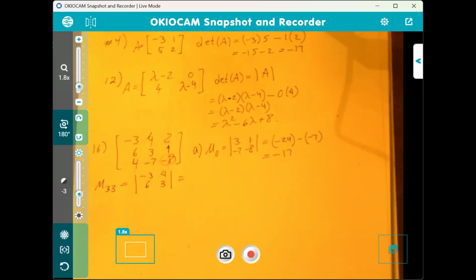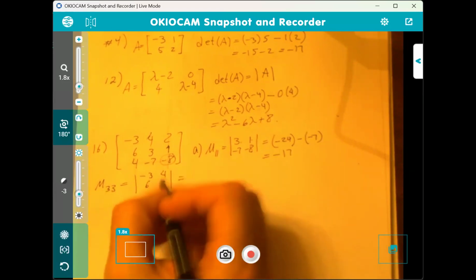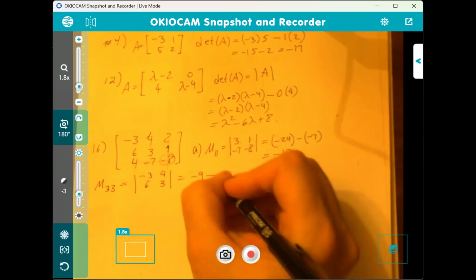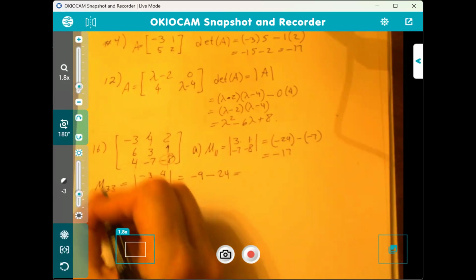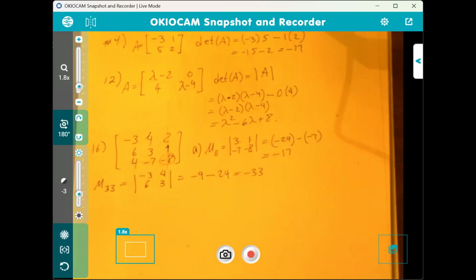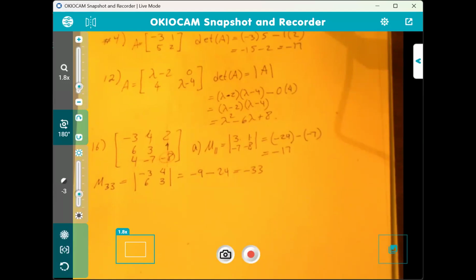Then for the 2 by 2 determinant, we multiply the diagonal, negative 3 by 3, that's negative 9. Subtract from it 6 by 4, which is 24. So M33 is negative 33. And again, what does that negative 33 tell us? In and of itself, nothing. It's just a process. It has no interpretation; the value doesn't really mean anything. Likewise, you can do the other 7 if you like, but that's how you work them.